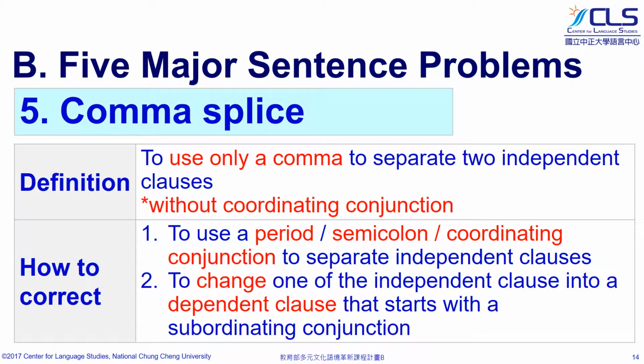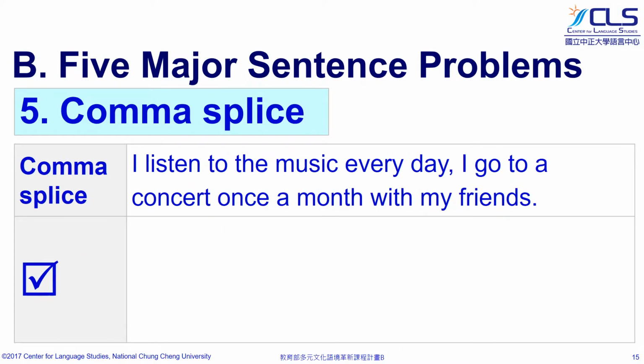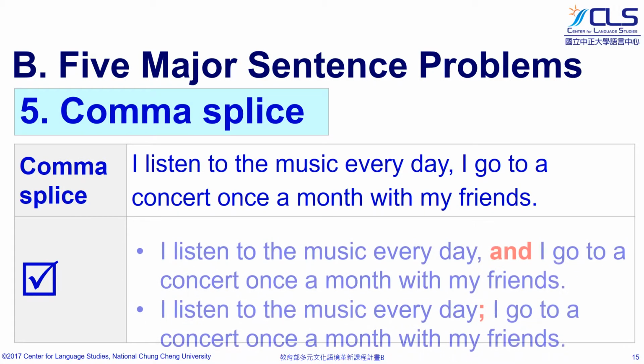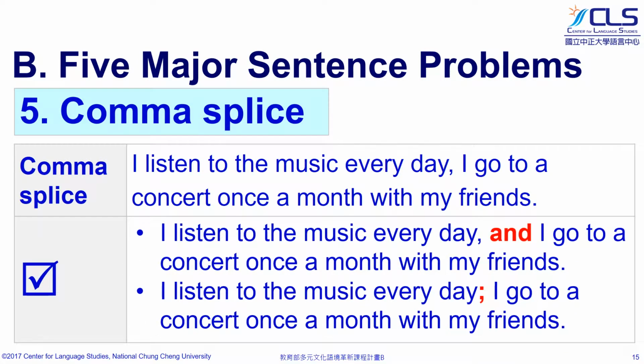Finally, comma splice means we only use a comma without a coordinating conjunction to separate 2 independent clauses. When a comma is used to separate 2 independent clauses, a coordinating conjunction must be included. For example, we can add a coordinating conjunction or use a semicolon instead to connect the 2 independent clauses.